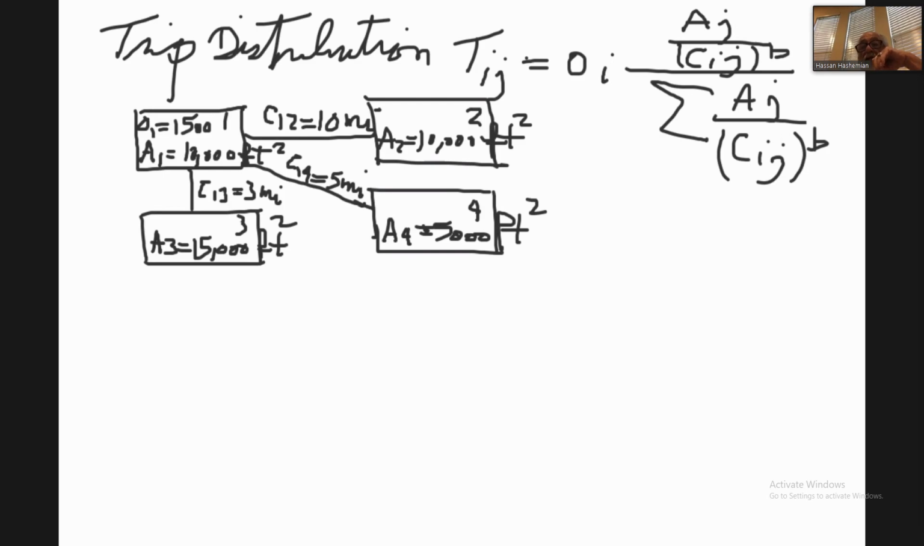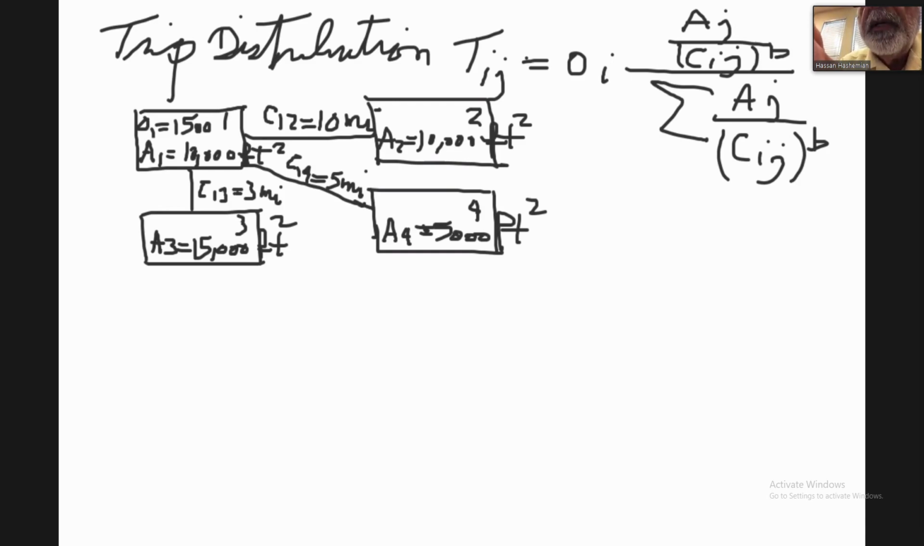You want to use the gravity model to do that, the model that I wrote on the top. Okay, so does everyone understand the problem? 1,500 people want to go shopping, 4 shopping centers are available, and we want to know how many will go to shopping center 1, 2, 3, and 4. So we want to distribute the trips. That's the trip distribution, allocation of the trips among zones. Let's see if we can use that.